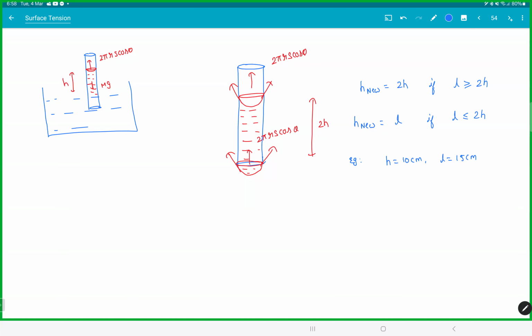So what will I do? I will just fill till the brim and stop, isn't it? Is that making sense? So here 2h is 20 centimeters. Therefore, liquid will fill 15 centimeters and stop. That is the answer: 15 centimeters. Can't go more than 15.